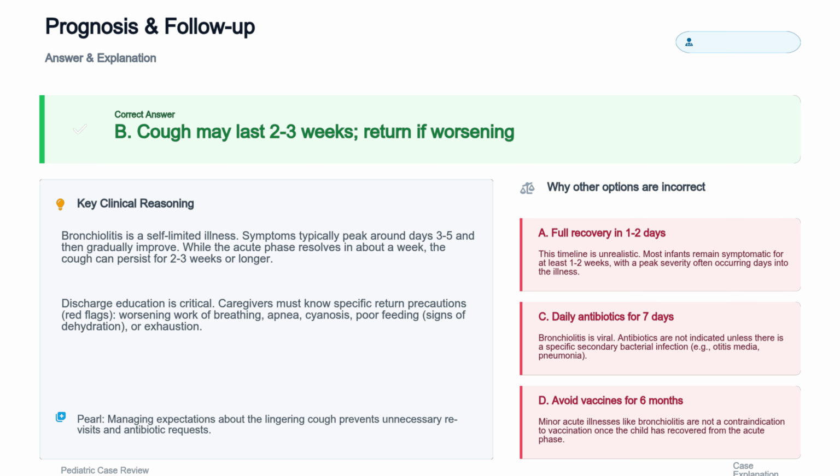The correct answer is B. Bronchiolitis is self-limited with peak symptoms at days 3 to 5, followed by gradual improvement. Cough may persist for 2 to 3 weeks. Provide clear return precautions including worsening feeding, decreased urine output, apnea episodes, or increased respiratory distress. Ensure caregivers can manage nasal suction and maintain adequate hydration at home.